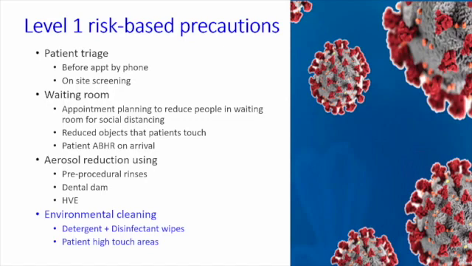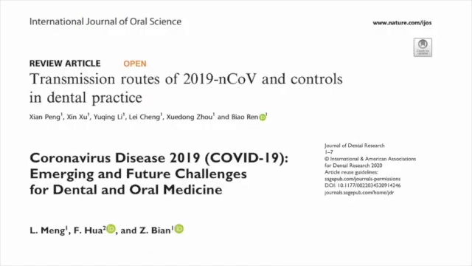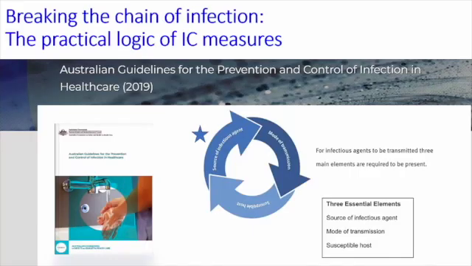All of this is based on evidence, and there's been an extensive amount written about the transmission of COVID, including in dental practice, and the Peng and Meng articles are two of the classic papers on that topic. However, the idea of using these risk-based measures is not new to the pandemic. It's been around for quite some time in the NHMRC guidelines, because a structured approach to environmental cleaning removes the source of the infectious agent. And by doing this, it breaks the chain of the transmission of infection.